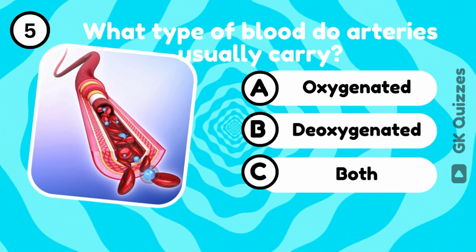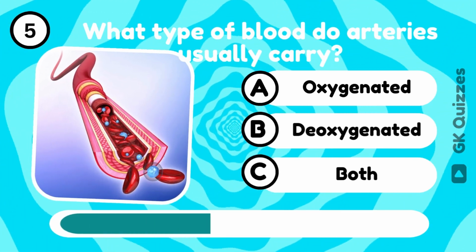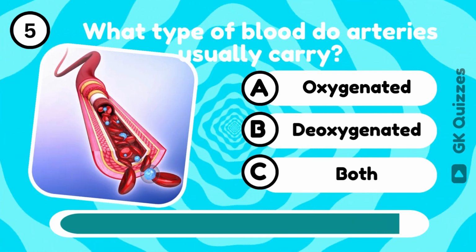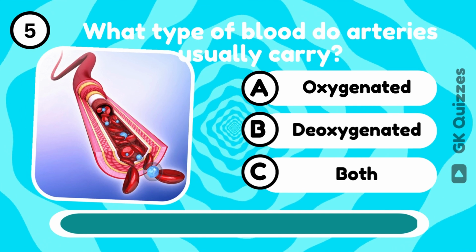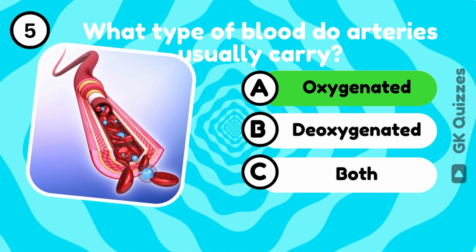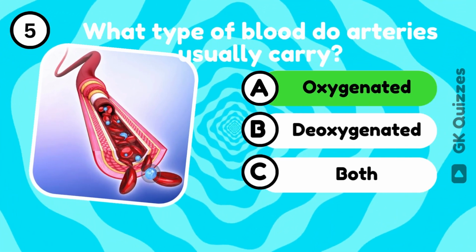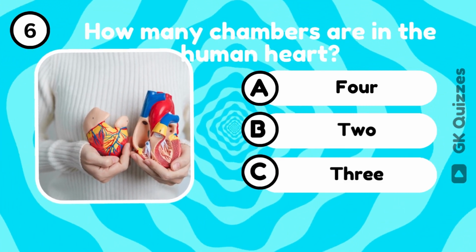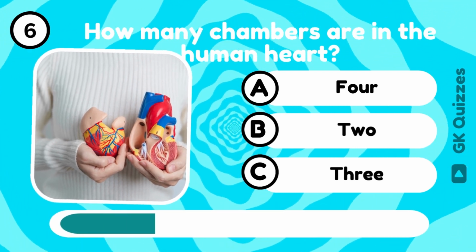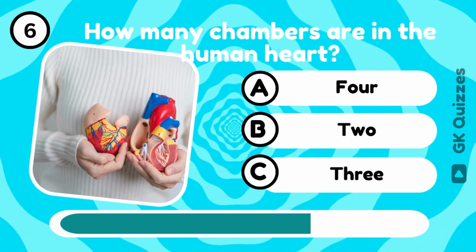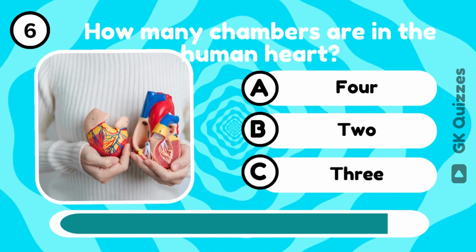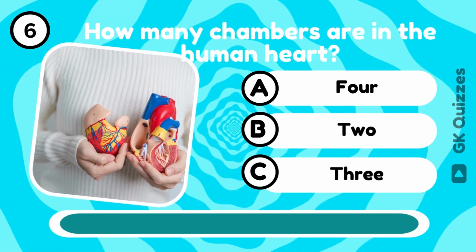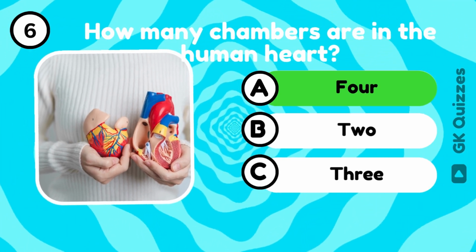What type of blood do arteries usually carry? Oxygenated, deoxygenated, or both? The correct is oxygenated. How many chambers are in the human heart? 4, 2, or 3? The correct is 4.